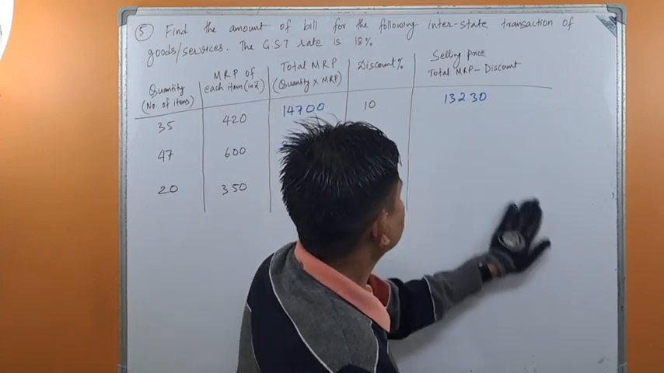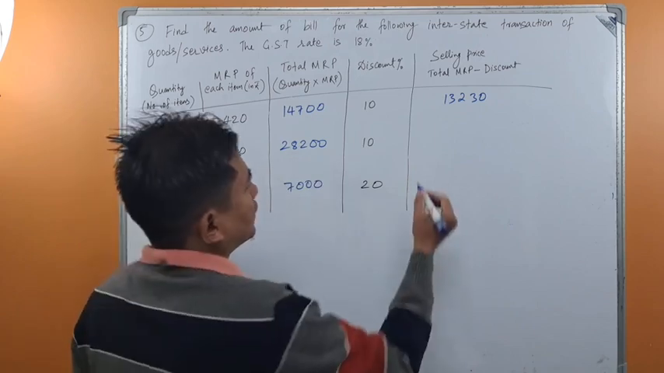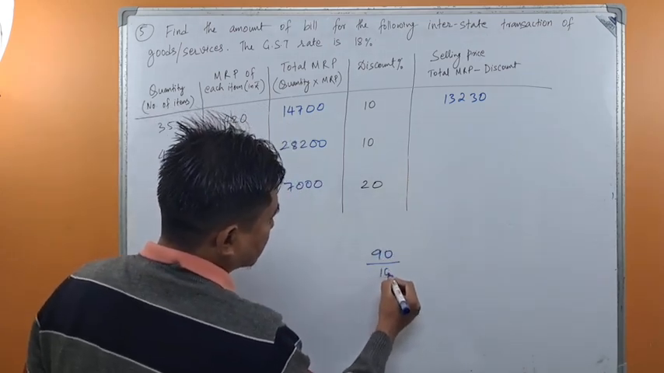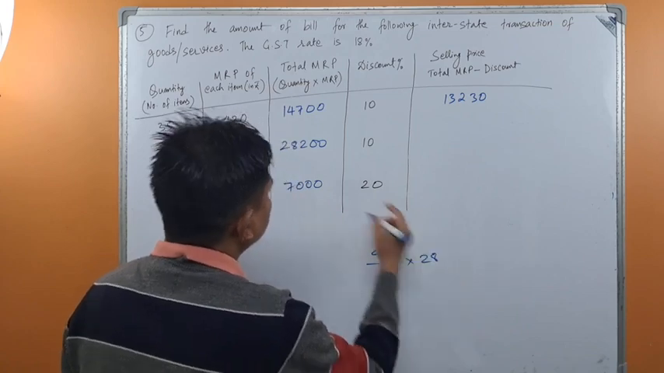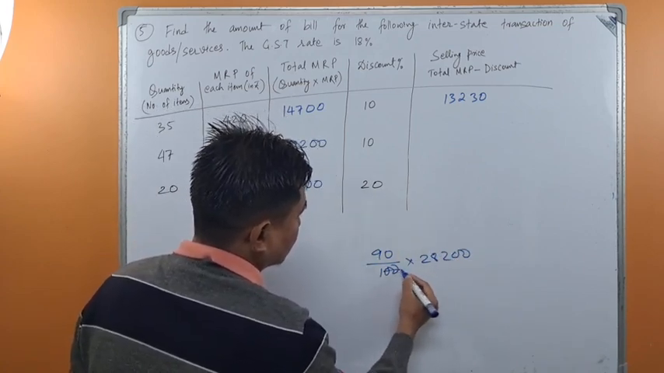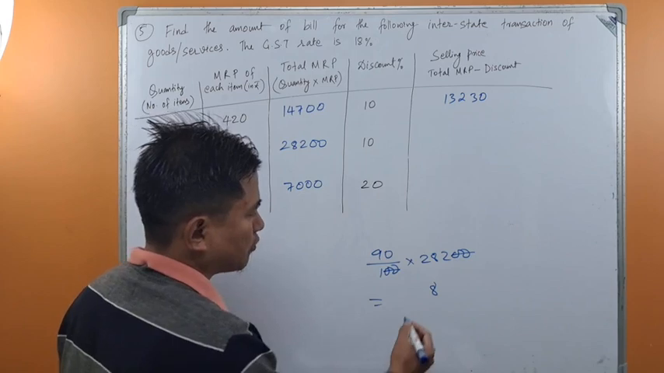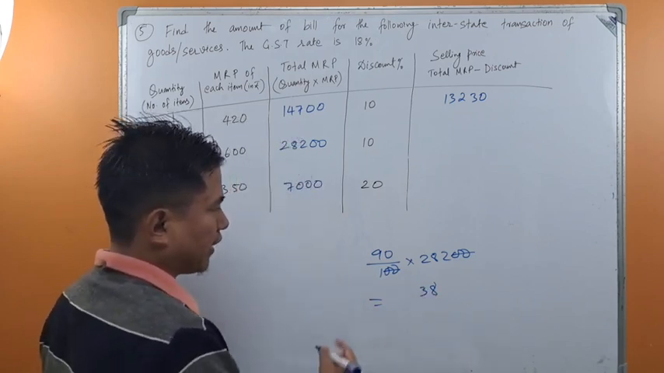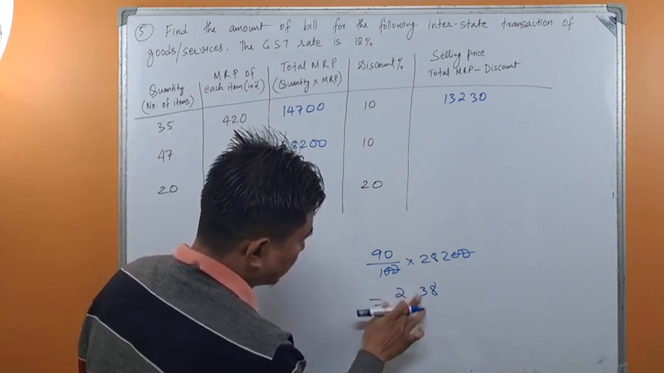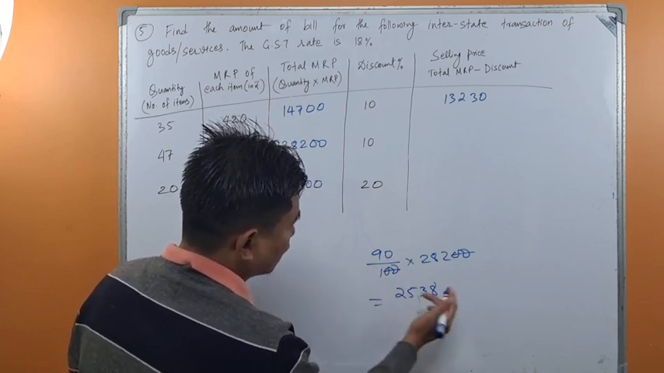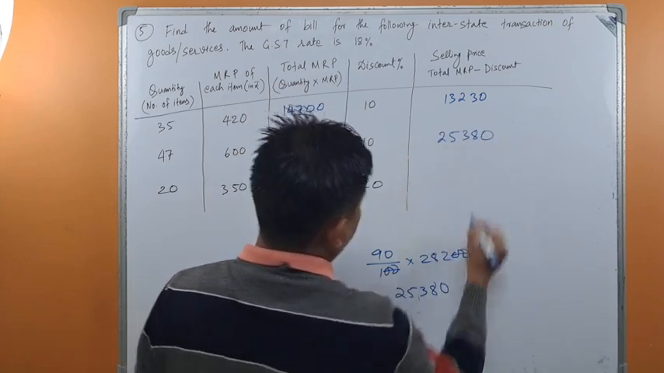Similarly, in the second case also discount is 10%. So selling price will be 90% of this, isn't it? 90% means 100 in the denominator of total MRP, 28200. These two zeros cancel out. 9 2s are 18, 8, 1 in hand. 9 8s are 72, plus 1 is 73. 7 in hand. 9 2s are 18, 18 plus 7, 25. This 0 we will write here, 25380.